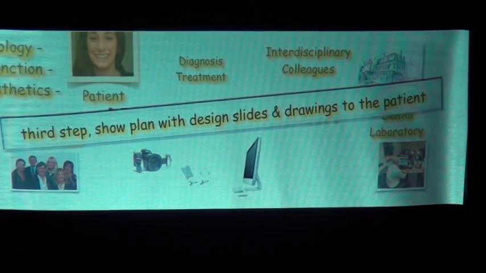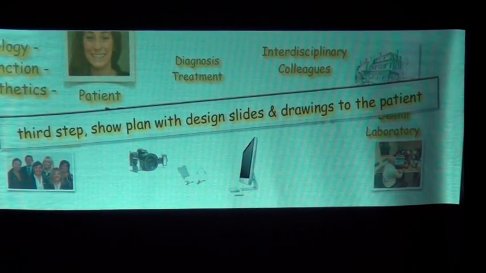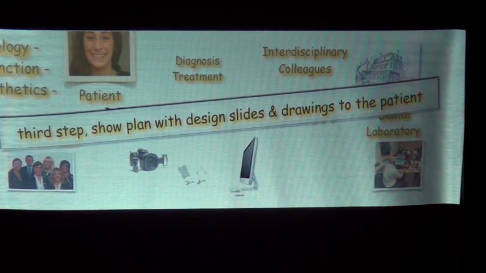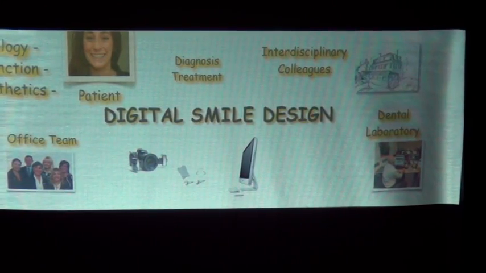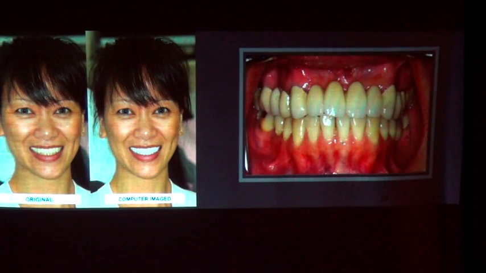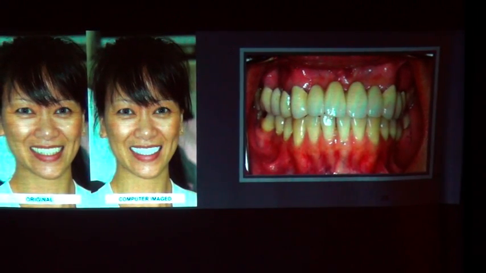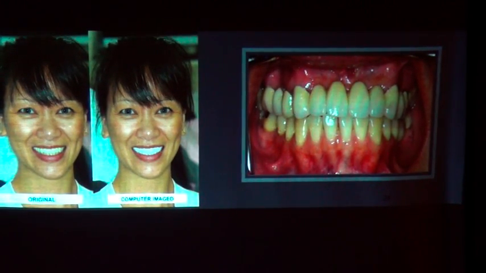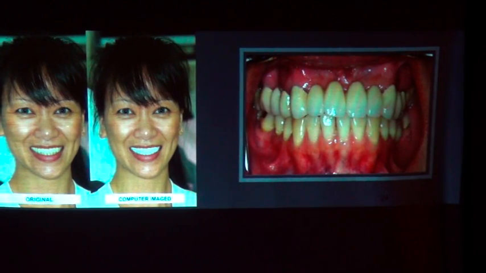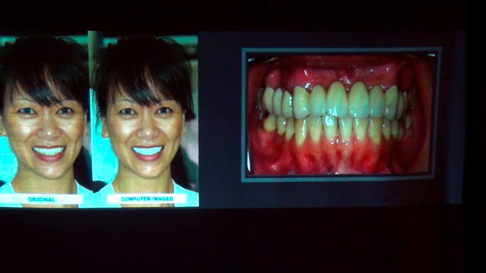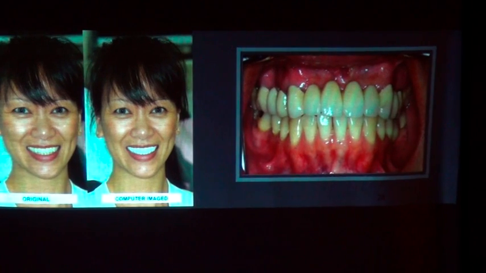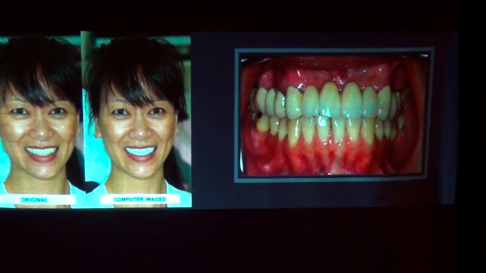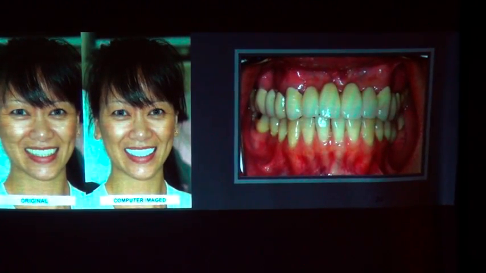Plan of digital slides and drawings to the patient. So you want to use these tools to share with the patient or patients. And we're all familiar with computer imaging, where a patient comes in with a particular inquiry about what can you do?